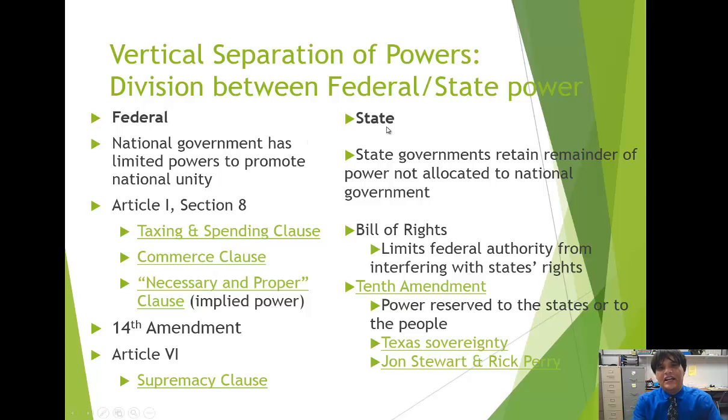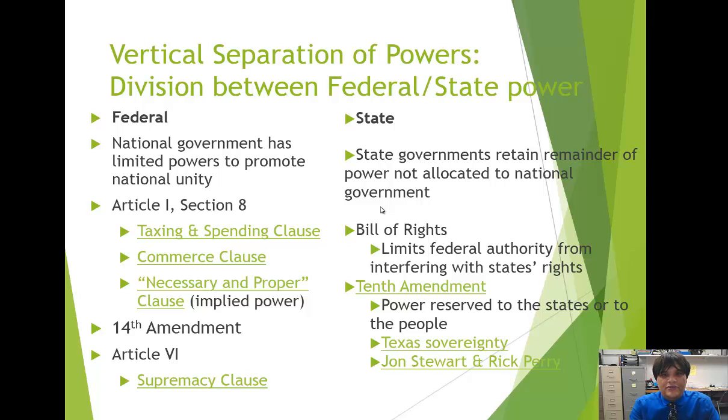Over here on the right-hand column, you have the states, and the state governments can retain the remainder of the power not allocated to the national government. So any powers that are not listed in these three, or this one here, the fourth one, the state governments have control over. The state governments retain the remainder of the power not allocated to the national government that are not expressly written in the Constitution. And this is exactly why these federal government powers here are often called express powers, but we're going to go ahead and address that just a little bit later.